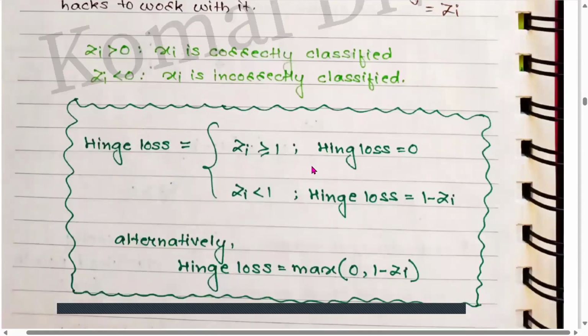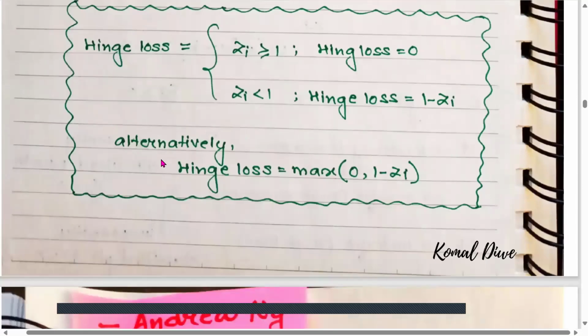And this is what you have to remember about hinge loss: Zi greater than or equal to 1 means hinge loss is equal to 0, which means our points are correctly classified. Zi less than 1 means hinge loss is positive and our point is not correctly classified. Alternatively, hinge loss equals max of 0 and 1 minus Zi.